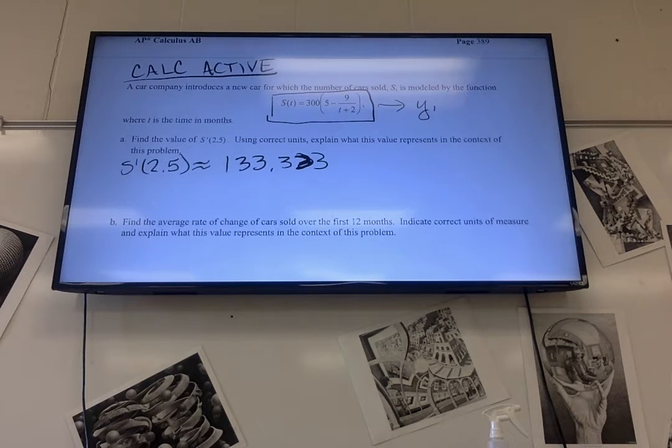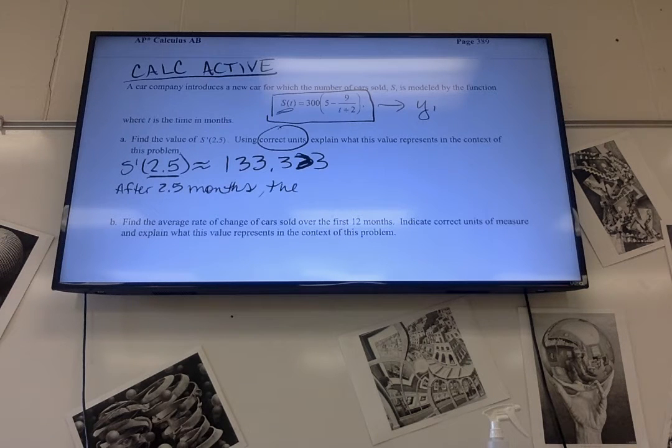Okay, using correct units, explain what this value represents. Let's read the problem. A car company introduced a new car, the number of cars sold is modeled by the function where T is the time. So this is dS over dT, and we need units. This is per month, after 2.5 months. After 2.5 months, that's a pretty good dealership.